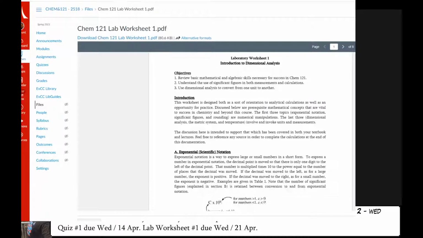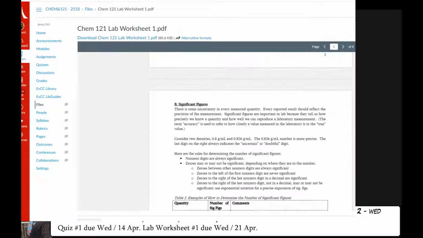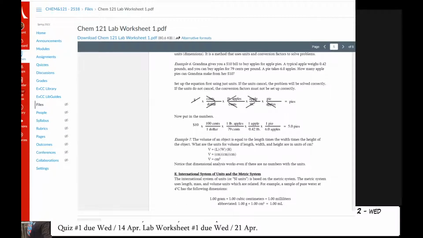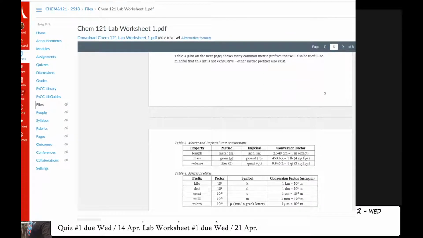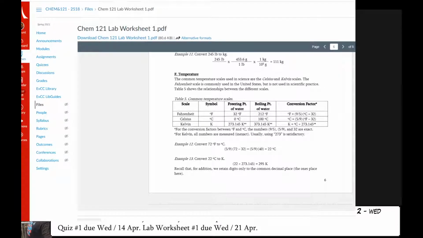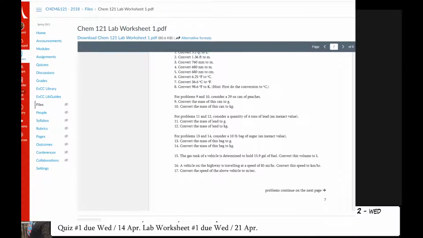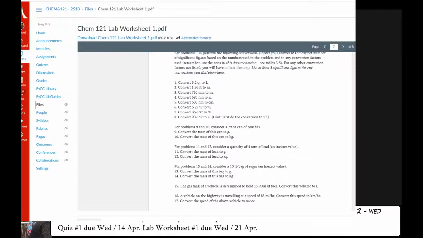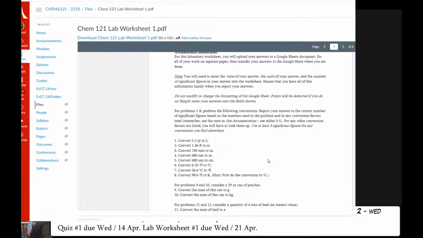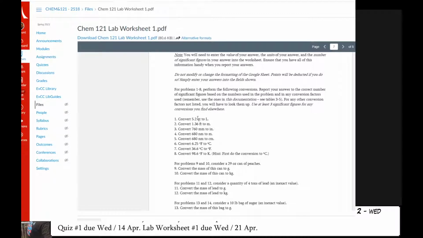Your worksheet is just a bunch of calculations, and there is a tutorial here for pretty much all of the math that we have done in this class, as well as some extra. And then you'll get to these questions. And so it says here, worksheet exercises. Do these questions and then answer the calculations as shown.